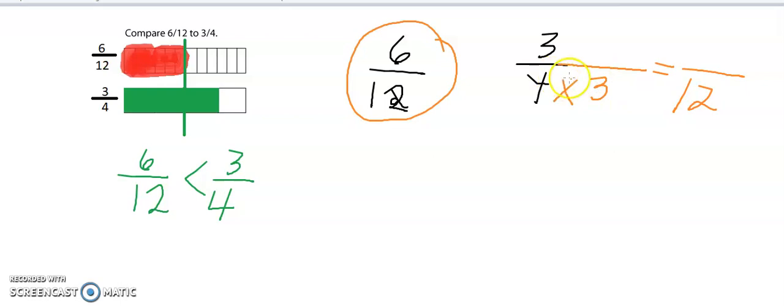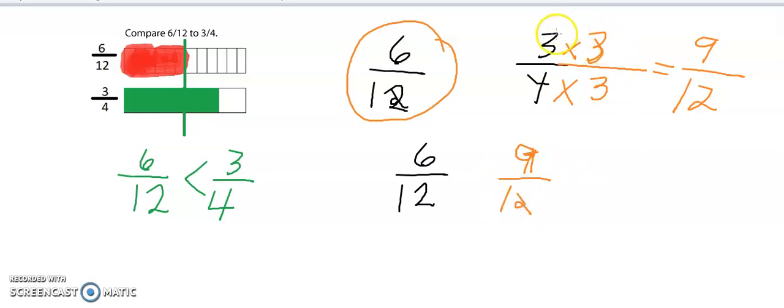So what we do to the bottom, to the denominator, we must do to the top. So 4 times 3 on the bottom, 3 times 3 on the top. So 3 times 3, count by 3s 3 times: 3, 6, 9. 9 twelfths. So now we have 6 twelfths compared to our 9 twelfths.